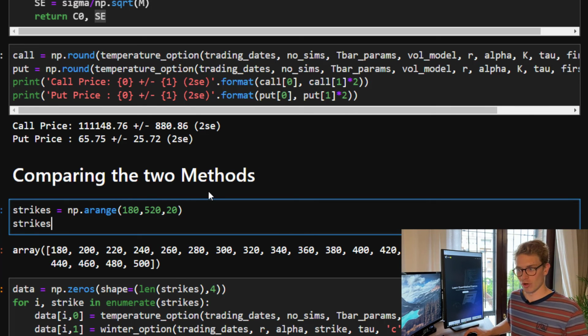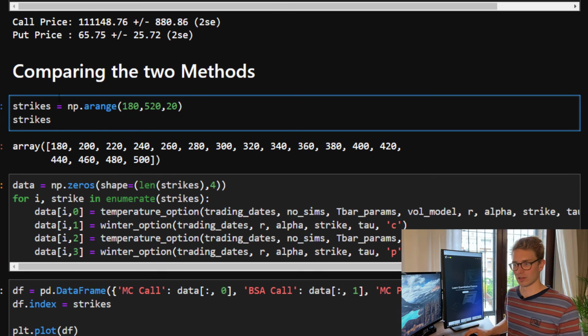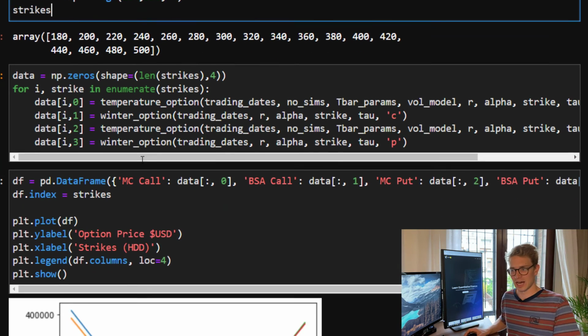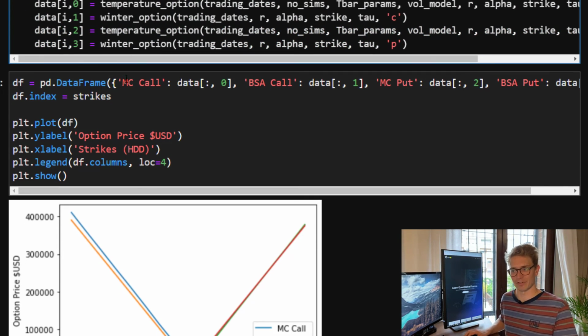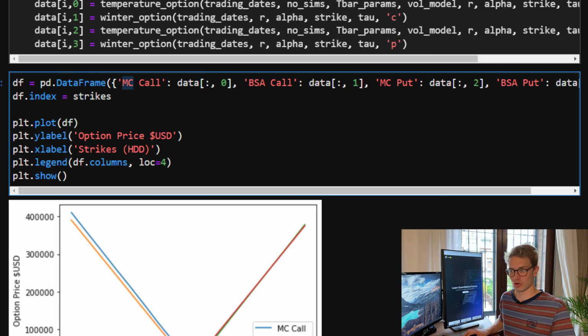So comparing the two methods, all we need to do is check out a whole number of strikes, which just equate to the heating degree days within that winter period, the 3 months. I'm going to go from 180 through to 500. I'm then going to build up a NumPy array with all our different calls and puts for the two options. Here I'm then going to define a data frame where I'll call it the call Monte Carlo and then the call as the Black-Scholes approximation approach. And we'll do that for the put as well.